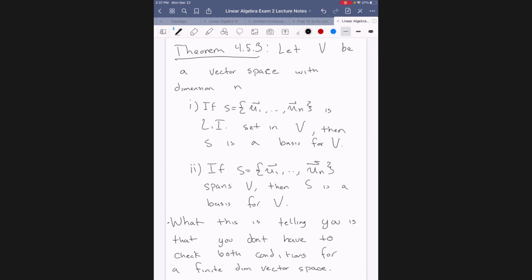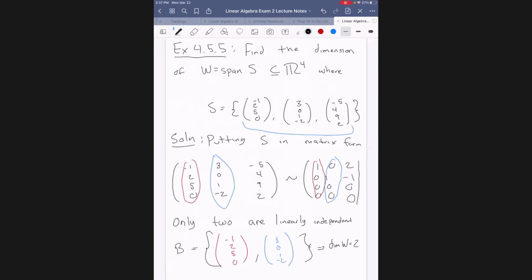So that's what we basically did in this one, right? In this one I found that two of them were linearly independent. So that means that these two are a basis for that subspace, span S. So you only ever have to check which one is linearly independent, and that's it, or whichever spans the space. You never have to check both anymore. And this is only for finite dimensions, right? Okay. So any questions so far?